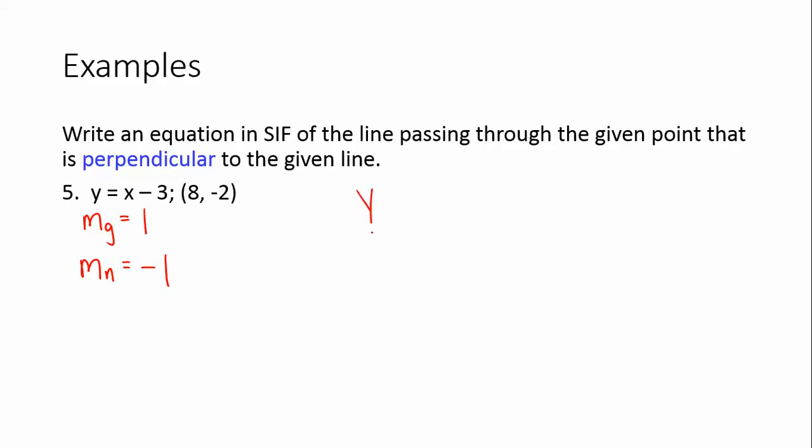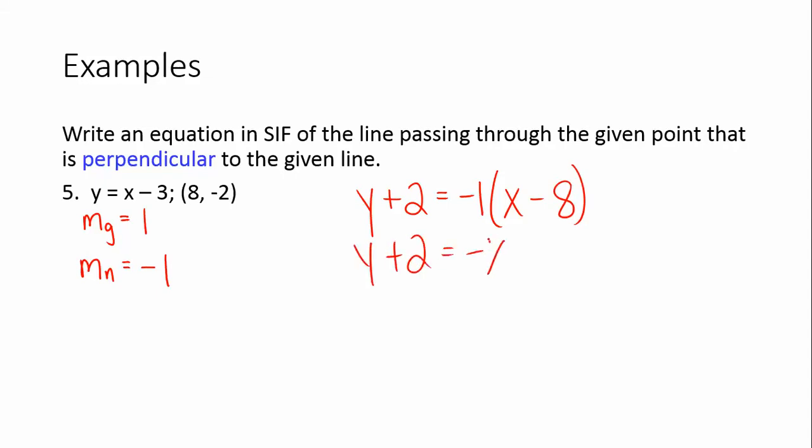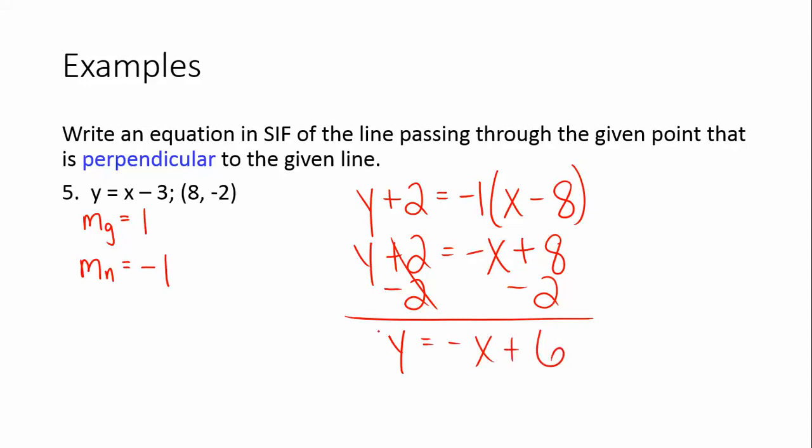So now we're going to use point slope form. We're going to use the ordered pair we're given because our line is going to go through that. y plus 2 equals -1 times x minus 8. So that gives us y plus 2 equals -x. I don't typically write the 1 there. Plus 8, -1 times -8. Now we're going to subtract 2 from both sides. And we get y equals -x plus 6.